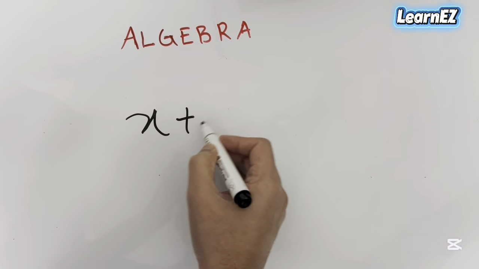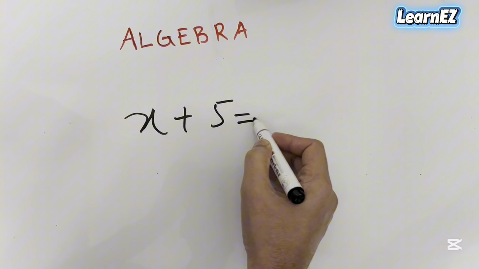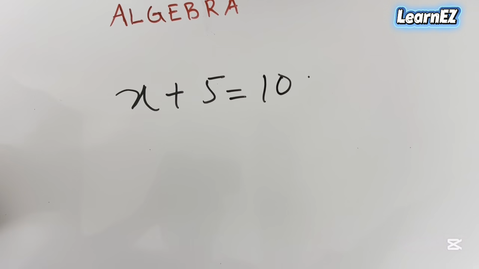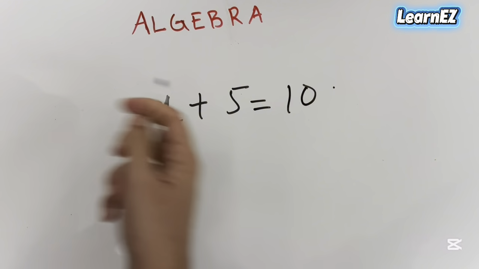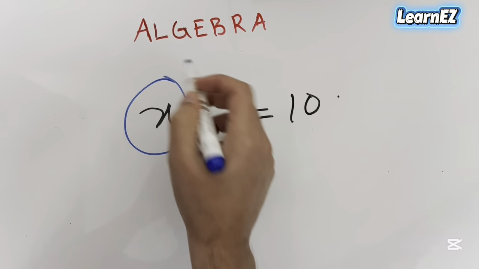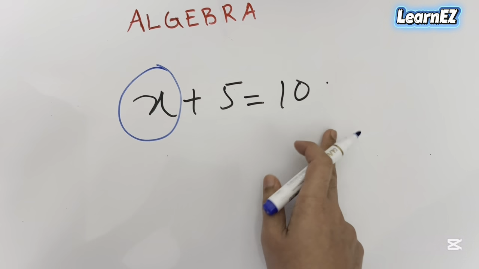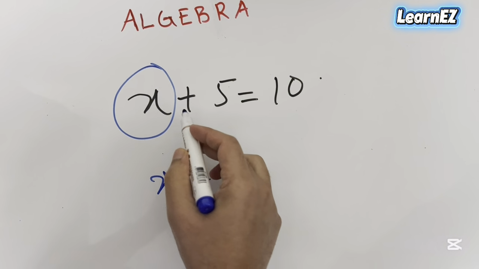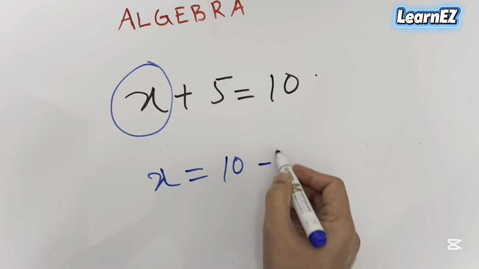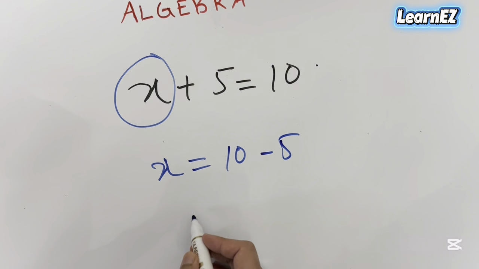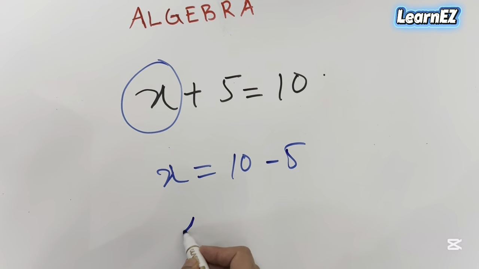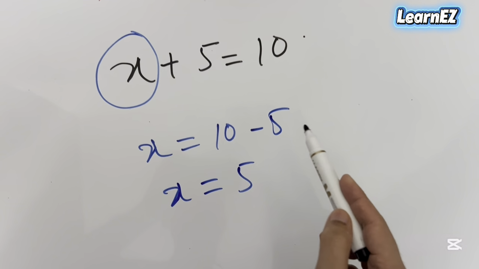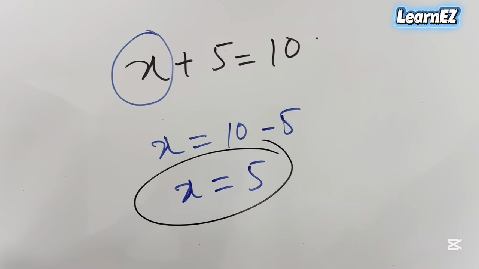Here we have x plus 5 is equals to 10. Now this is called an equation. So whenever you find there's a variable and there's a sign of plus or minus and there's a number and then there's a sign of equal, it means it's an equation. So when we solve this, we will get the value of x. So this is the value of x.